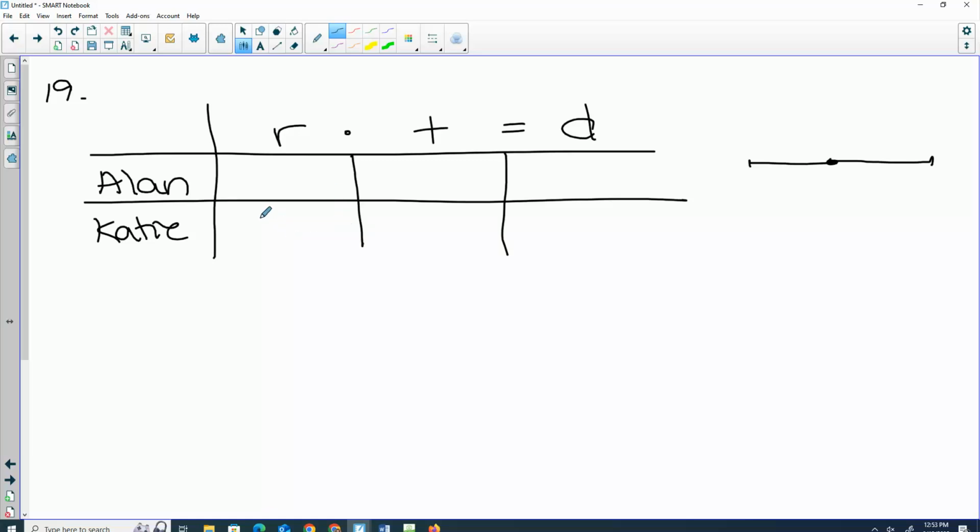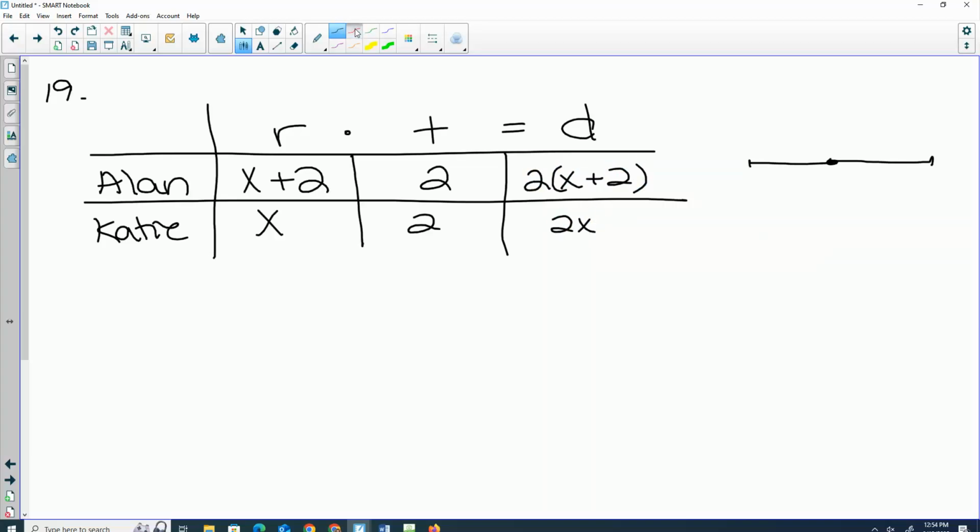Do I know how fast Katie's going? So then what would Alan be? Did anyone make Alan X and Katie X minus 2? That would also work. After 2 hours, so what's my 2 hours? Time. So then we can get our distance.